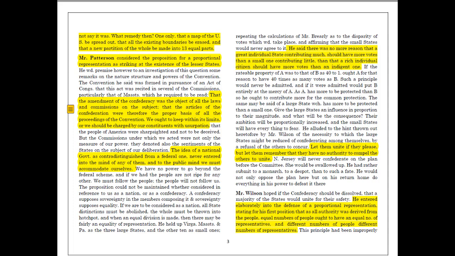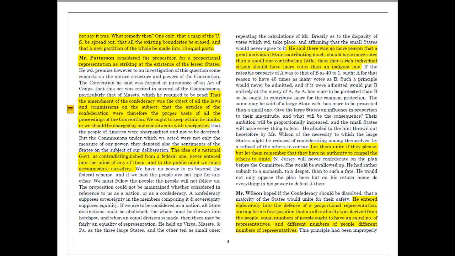And then the following highlighted passage, that the amendment of the Confederacy was the object of all the laws and commissions on the subject, that the Articles of Confederation were therefore the proper basis of all the proceedings of the Convention. We ought to keep within its limits, or we should be charged by our constituents with usurpation. Now we have to go back to the Articles of Confederation and recall its provisions for amendments in order to understand the significance of Patterson's objection here.